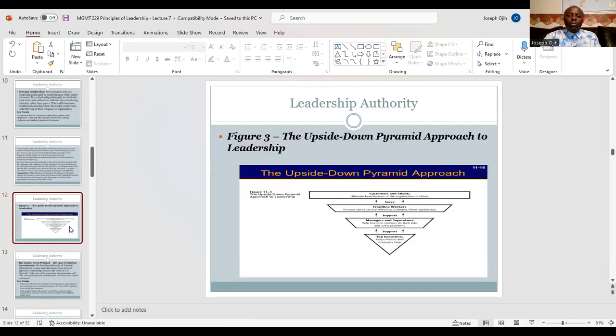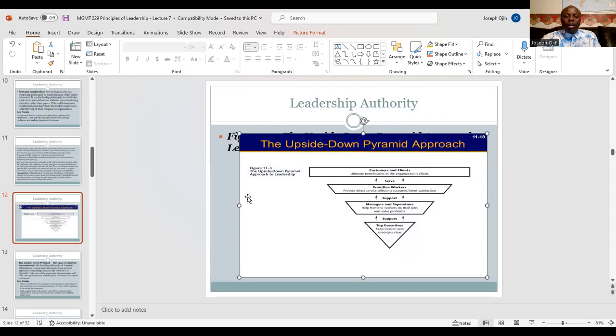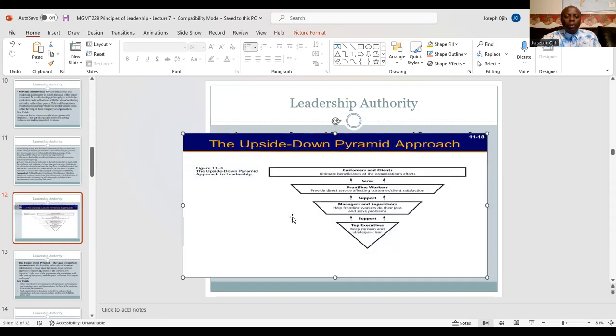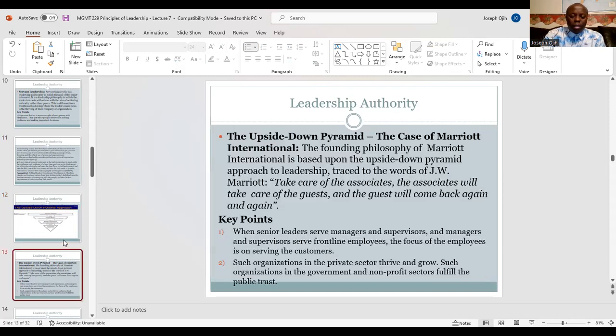You can see from here, upside-down pyramid, whereby the customers become the king, and the top executive is at the floors, providing support to the managers who provide support to the frontline workers who then serve the customers, and in return, the money flows down from the customers all the way down to the top executive as the profit and success.